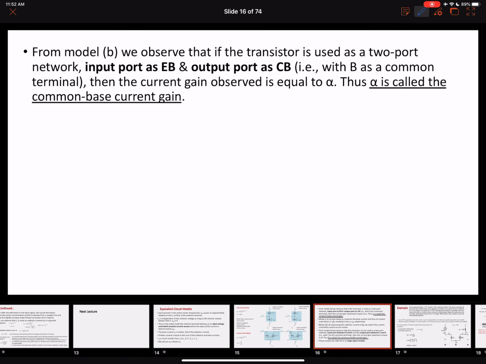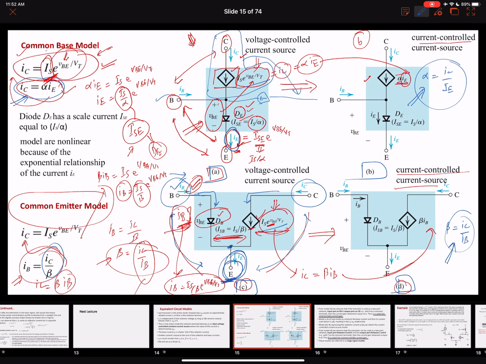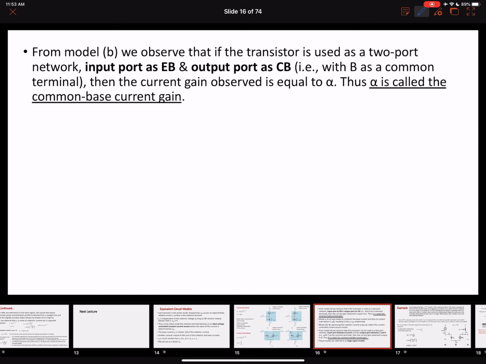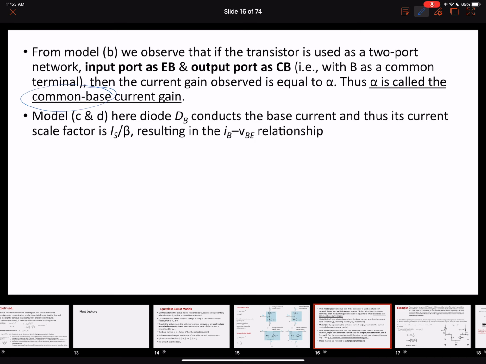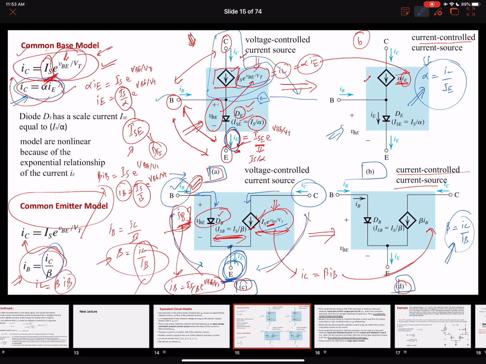Okay, so this is all the explanation that I just gave about these models, right? In this model B over here, this is the common base model. It's a two-port network. The base is common in between the collector and the emitter. And we ended up obtaining this alpha, which is the common base current gain. Similarly, we talked about in models C and D that rather than having a diode DE, now we have a diode DB here, right? And the current that will flow through this diode DB is constituted by this base current IB.